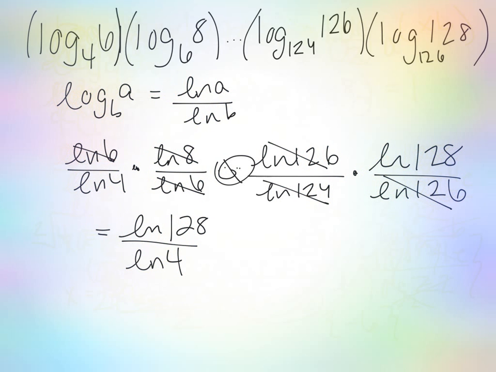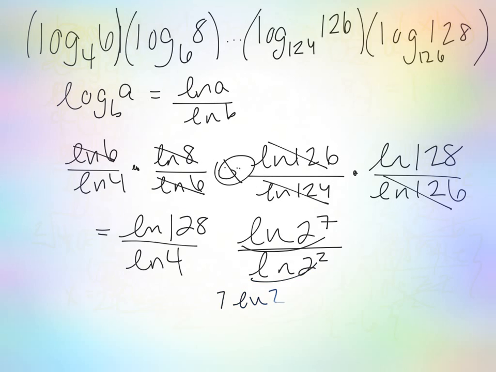So you know that 128 is actually 2 to the 7th, and that 4 is 2 to the 2nd. So you can move the exponents out. So that becomes 7 natural log of 2 over 2 natural log of 2. Technically, the natural log of 2 is one whole term, so you can cross those out, and your final answer is 7 over 2.